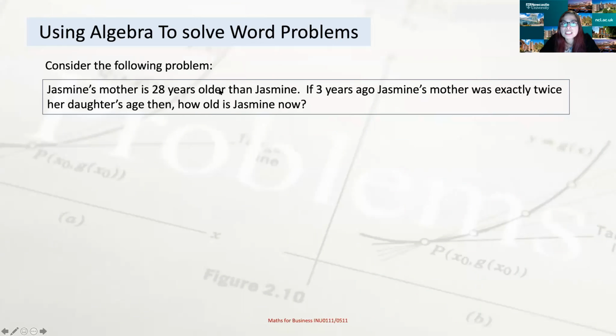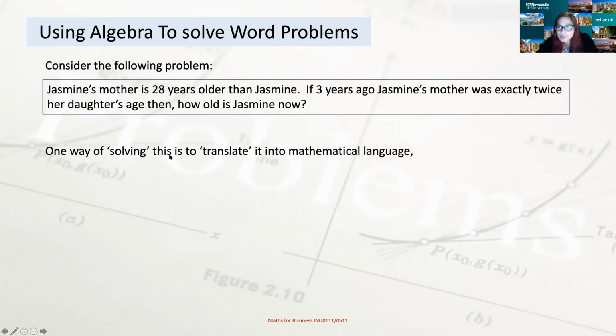Jasmine's mother is 28 years older than Jasmine. Convert it into maths. If 3 years ago, Jasmine's mother was exactly twice her daughter's age, make it into maths. How old is Jasmine now? You can either pause this video and try it out and then listen to my lecture, or you can listen to the lecture directly. It's up to you guys. So one way of solving this is to translate it into mathematical language. That's what I was trying to make clear. Please, guys, make it into maths.